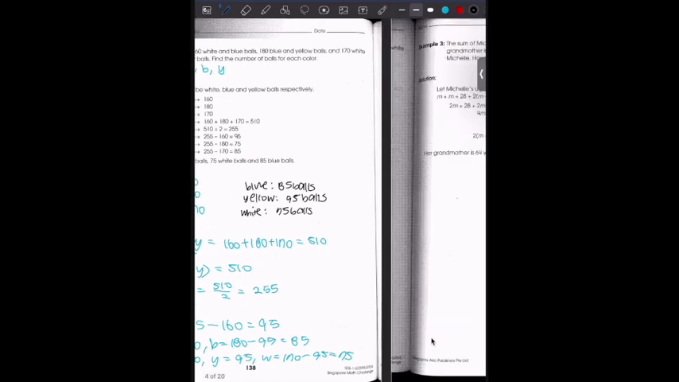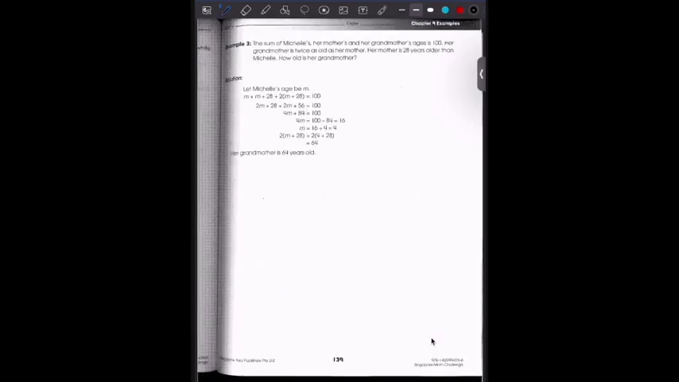Now we'll take a look at example 3. The sum of Michelle's, her mother's, and her grandmother's ages is 100. Her grandmother is twice as old as her mother, and her mother is 28 years older than Michelle. How old is her grandmother?